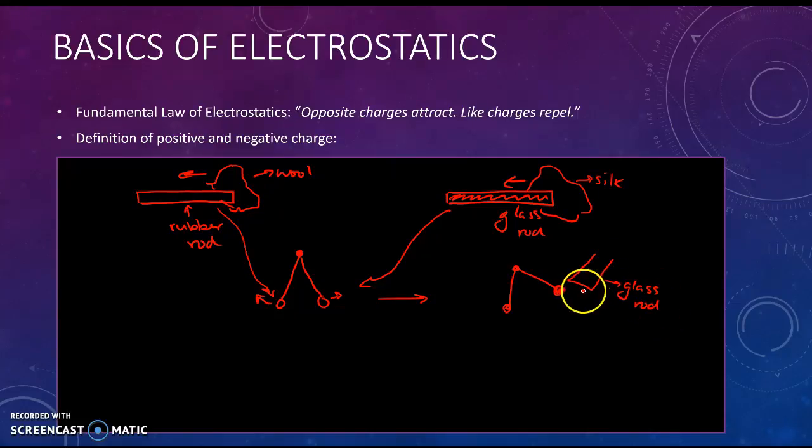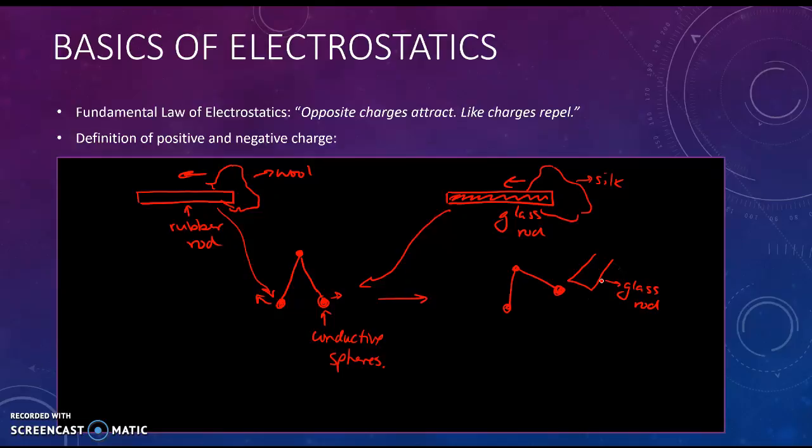And so the idea is that the glass rod must have a different type of charge than what was on the sphere from the rubber rod touching it. So these are conductive spheres, and there's the attractive force. So this idea that like charges repel, opposite charges attract, means there must have been a different type of charge, and we can only find two charges.